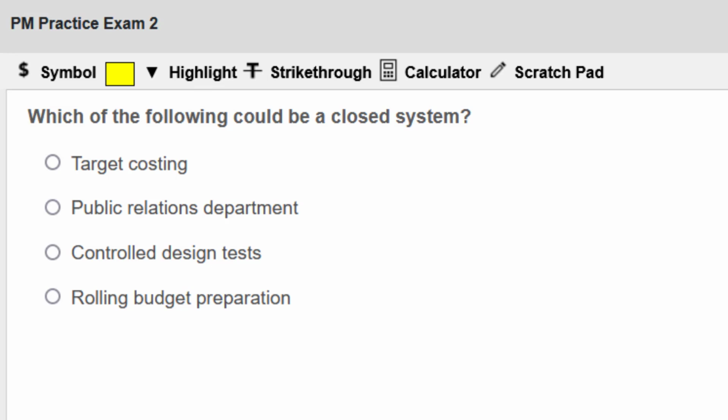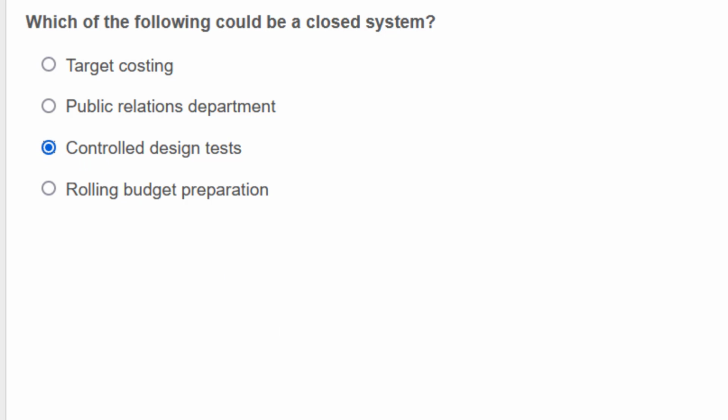A rolling budget, the fourth option. Now we're updating our budget at a regular interval, maybe monthly, maybe quarterly, and we are adjusting the riskiest variables to changes in the environment. Maybe we update our exchange rates, or maybe we update the cost of a volatile commodity. So a rolling budget needs external information. So by elimination, we can get to 3, and a controlled design test, well, that's going to use internal information. So the most plausible, the best answer is option 3.